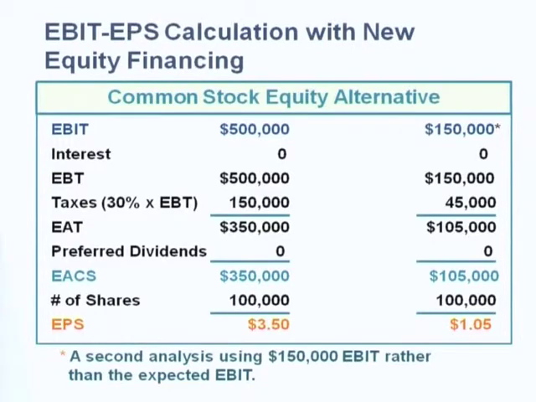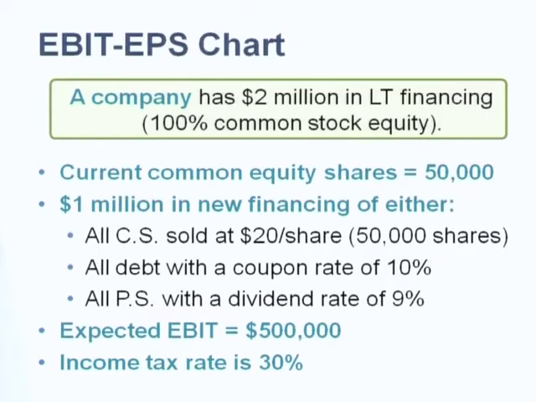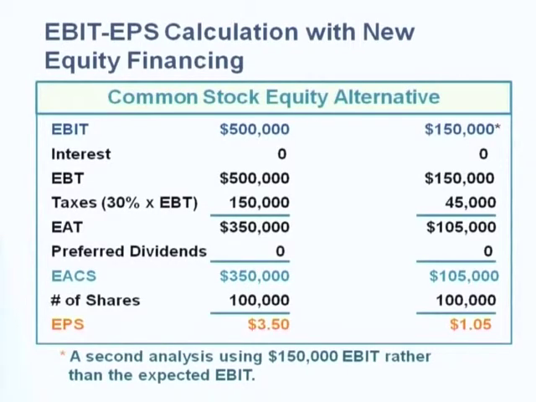Shares outstanding are 100,000. How do you get 100,000? Look at the question: current common equity is 50,000 shares and you add new common stock of 50,000, right? So the total will be 100,000. You calculate earning per share, which is 3.5.